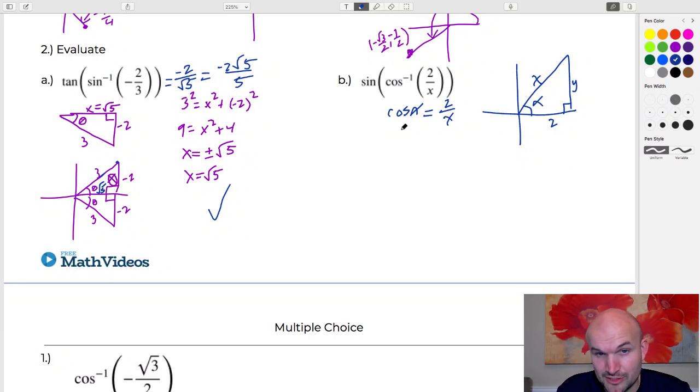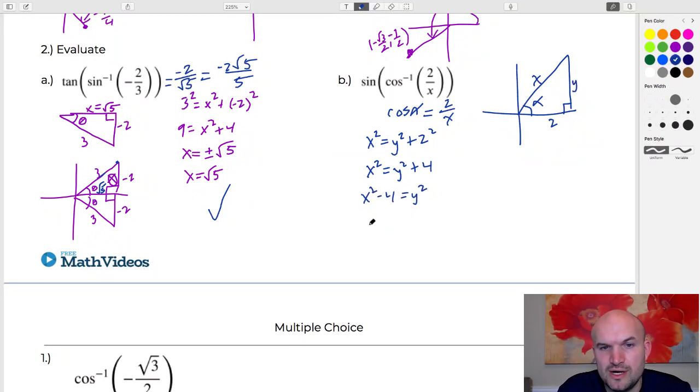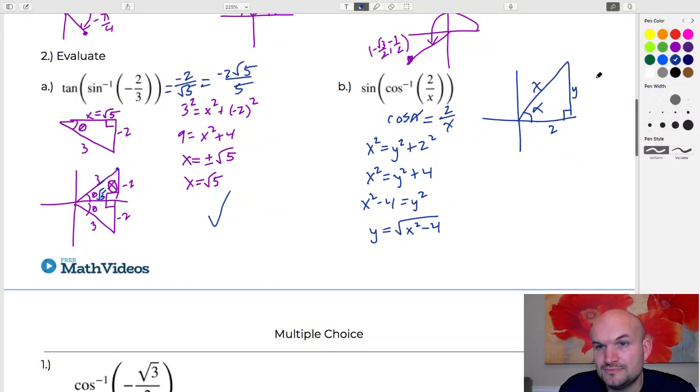To do that, I'm going to set up the Pythagorean theorem. So I'll say x squared equals y squared plus 2 squared. So x squared equals y squared plus 4. Now let's solve for y. So x squared minus 4 equals y squared, and then y is going to equal the square root of x squared minus 4. I didn't use plus or minus because I know that it has to be in this first quadrant, so that's why it's going to be positive. So I can define my y variable as the square root of x squared minus 4.